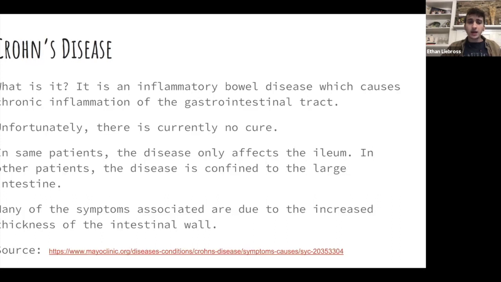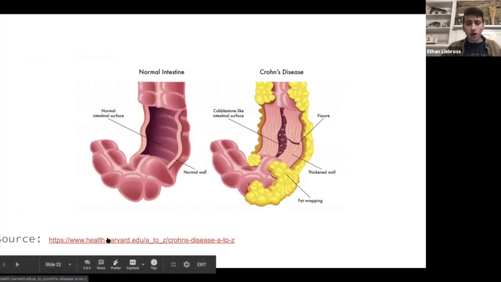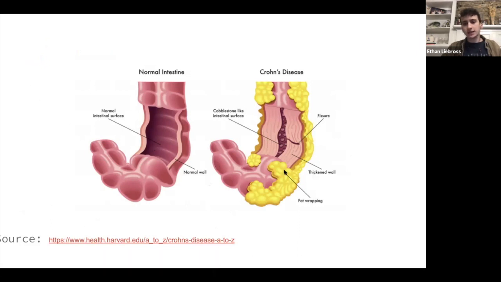So many of the symptoms associated with Crohn's are due to the increased thickness of the intestinal wall. So some of these symptoms are diarrhea, fever, fatigue, abdominal pain, and weight loss. And when you see an image, it's no surprise why this poses many problems. So this is from a Harvard magazine article. On the left is a normal intestine, and on the right is a section of intestine from a patient who has Crohn's disease. So the walls are significantly thickened.